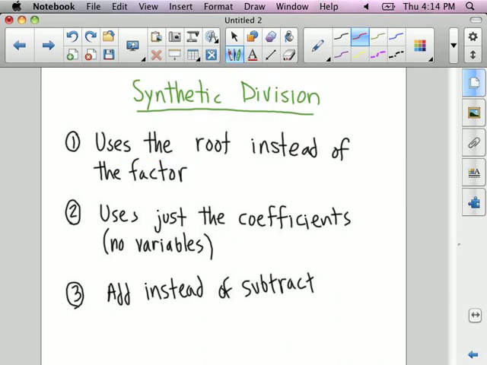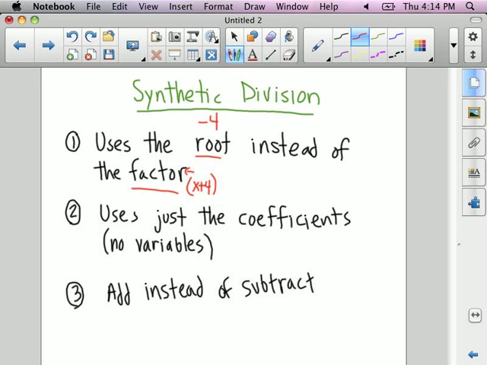I'm going to read through them, and it really is best to see via example, but I'm going to just quickly go through these here. 3 things. Synthetic division is going to use the roots instead of the factor. So in our last problem, we were dividing by things like x plus 4, for example. That would be the factor that we used. If we're using the root, that would be a negative 4. So we would use negative 4 for our division. You'll see how that plays out in a little bit.